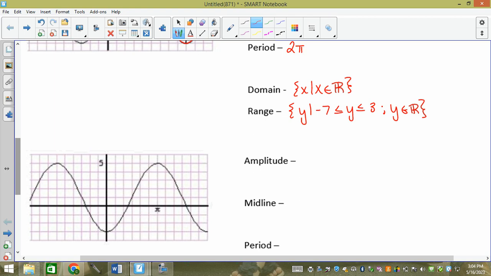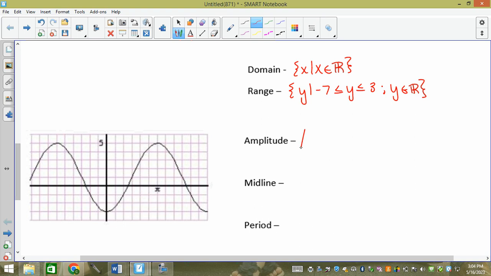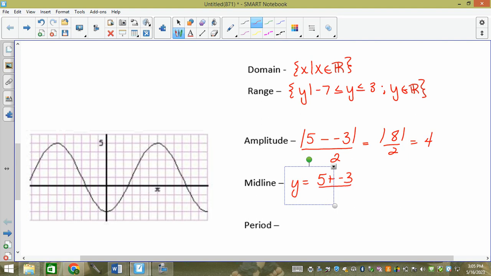Perfect. Okay, amplitude. Absolute value of 5 minus -3 divided by 2 is the absolute value of 8 divided by 2, which is 4. And then the midline is y equals the maximum plus the minimum divided by 2, which is 2 divided by 2, which is 1. And we can check this. Remember, if we count down 4, 1, 2, 3, 4, and we count up 4, 1, 2, 3, 4, we meet at y equals 1. We should be able to check these, right?